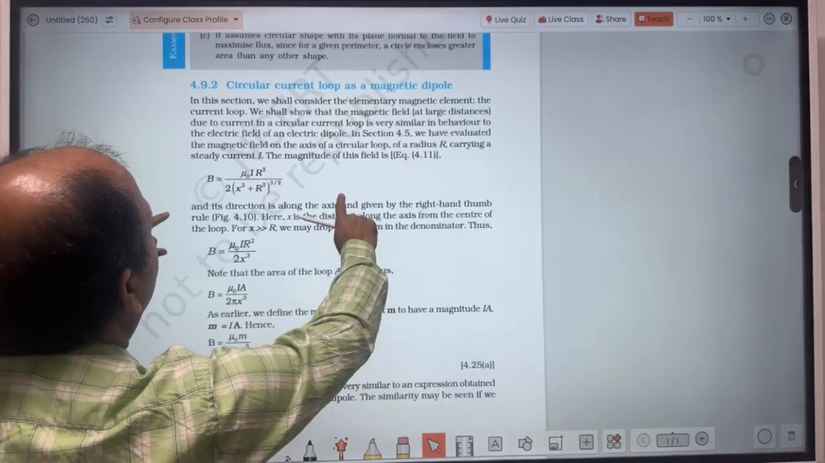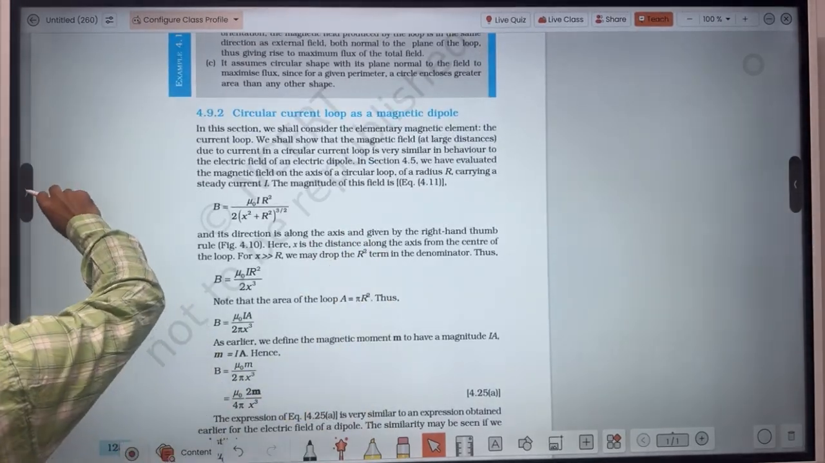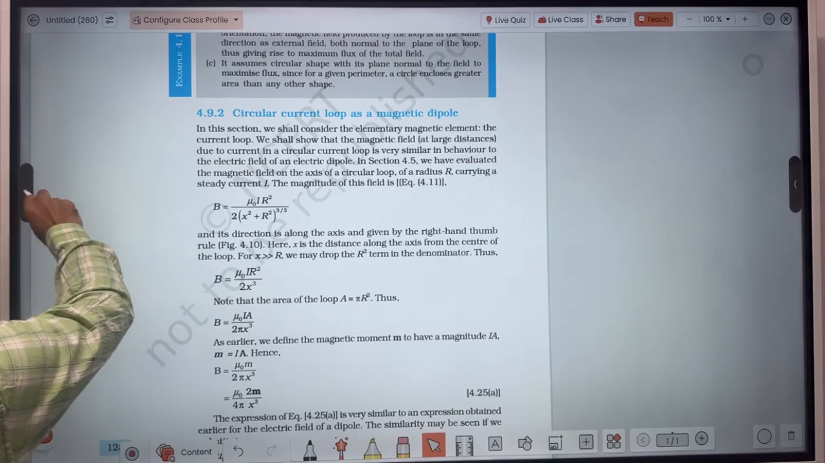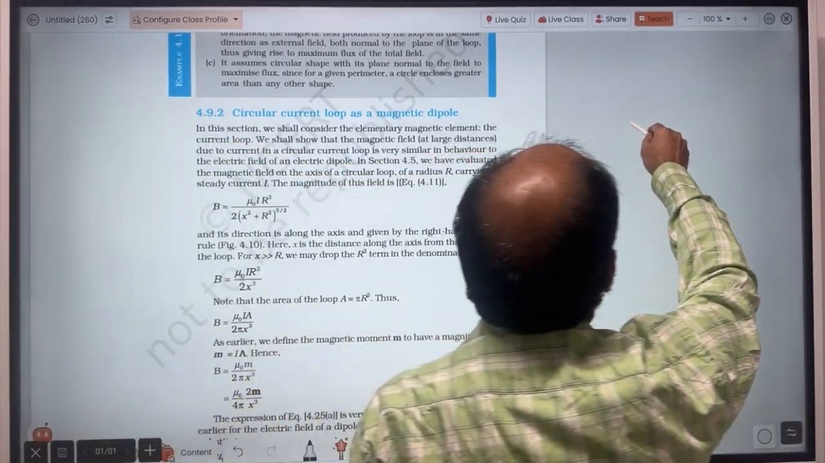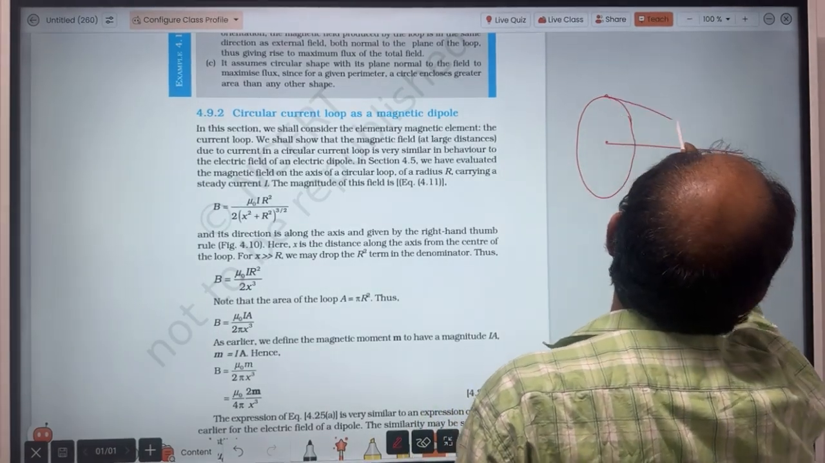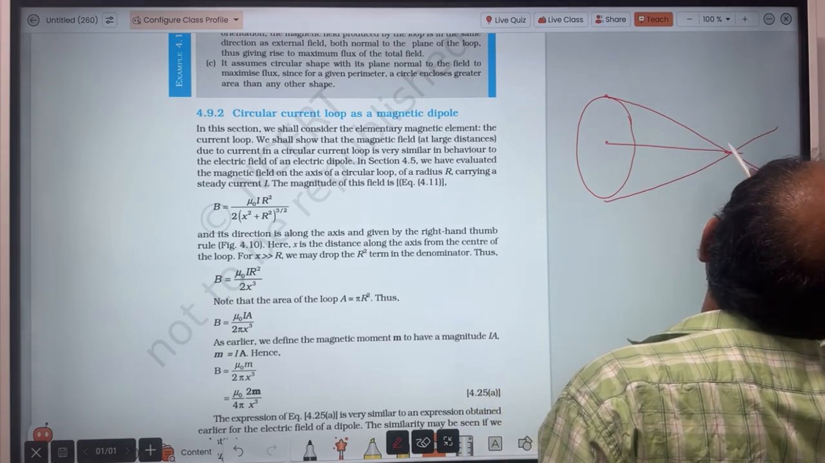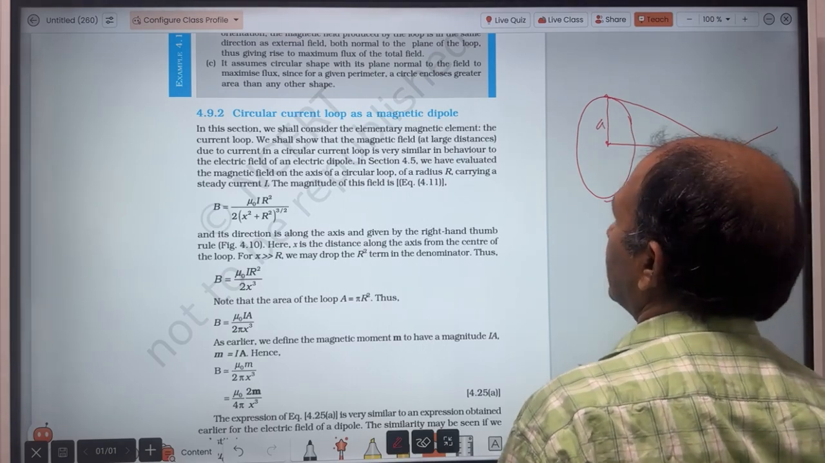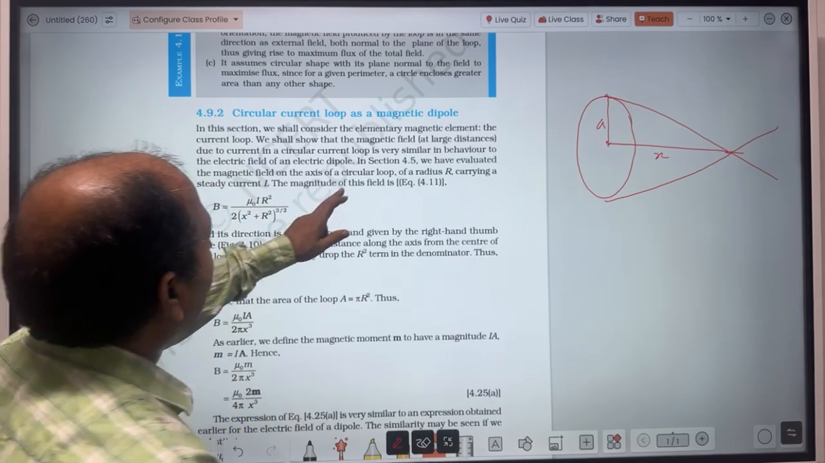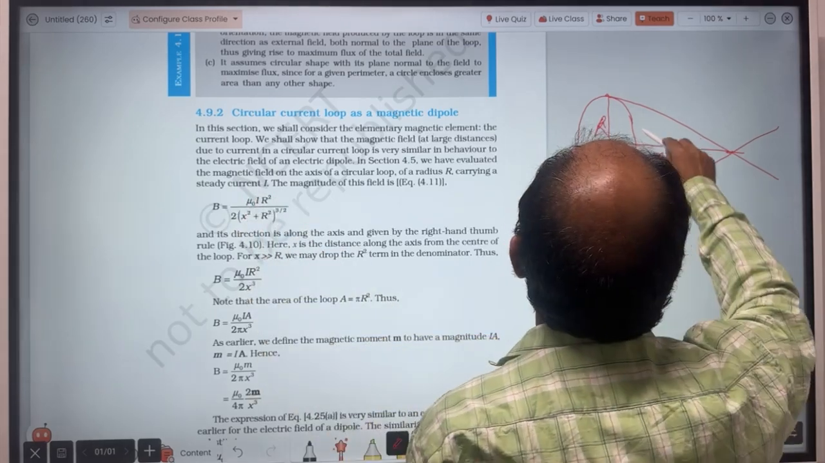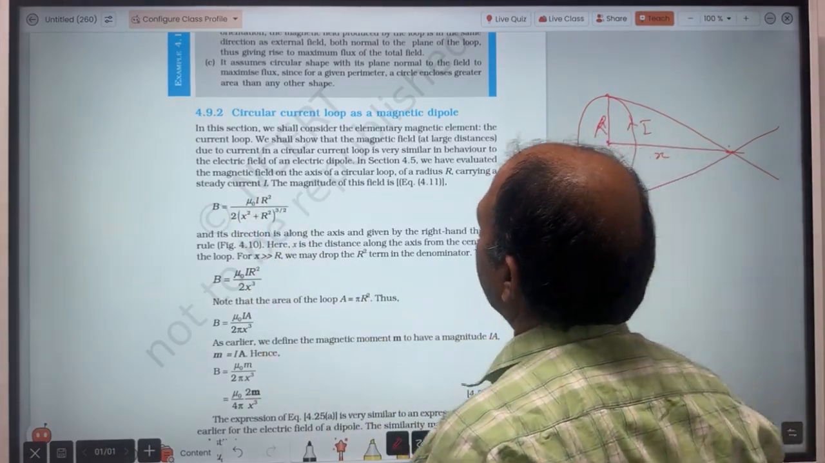We have already derived the expression B equal to mu naught I r square divided by twice of (x square plus r square) whole power 3 by 2. If you don't remember, I can make you recall: this is a circular loop, and on its axis at this point we can find the magnetic field, if this distance is x and its radius is a. Here, the radius of the loop is taken as r, and it carries current, say I, then the magnetic field can be found.